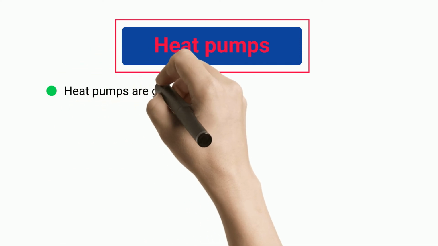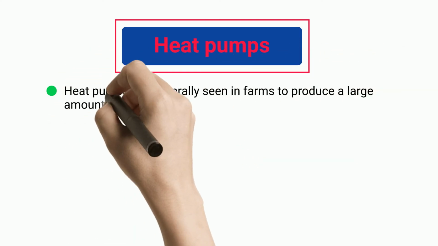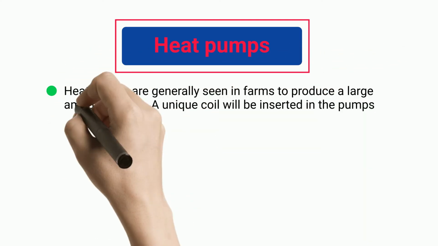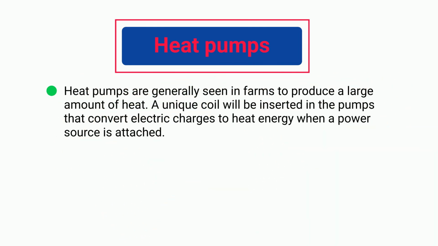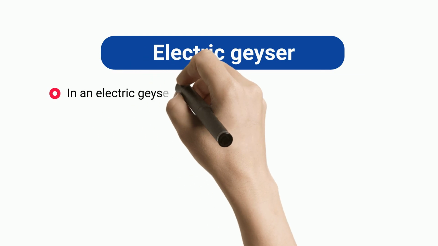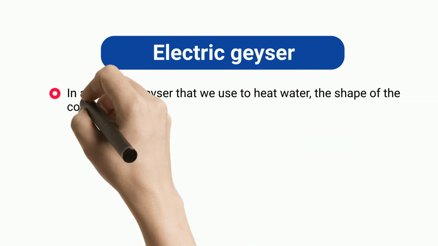Heat pumps. Heat pumps are generally seen in farms to produce a large amount of heat. A unique coil will be inserted in the pumps that convert electric charges to heat energy when a power source is attached.